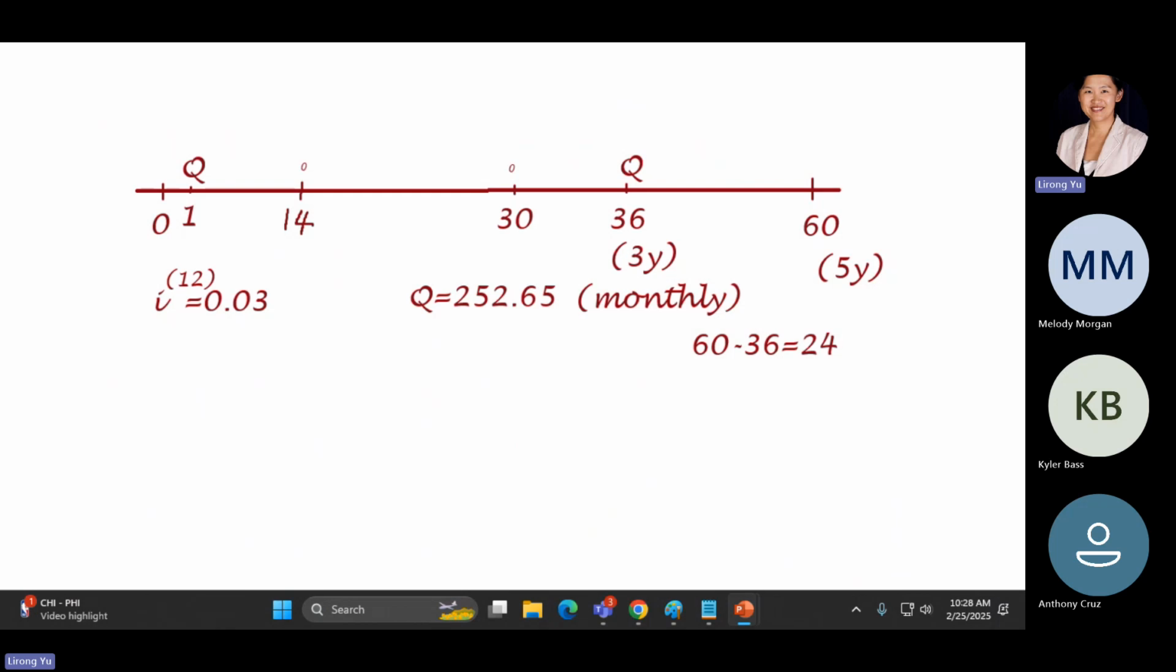All right. Any questions so far? Supposedly, if you did pay all 36 payments, what's the leftover number of payments? 60 minus 36 is 24. I was writing down the leftover payments. So how do we calculate the balance?